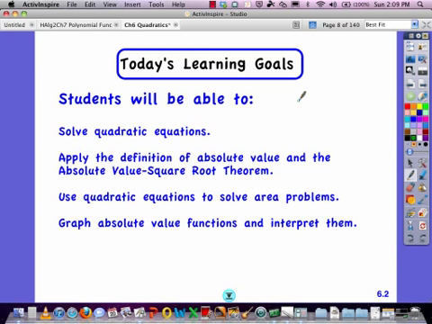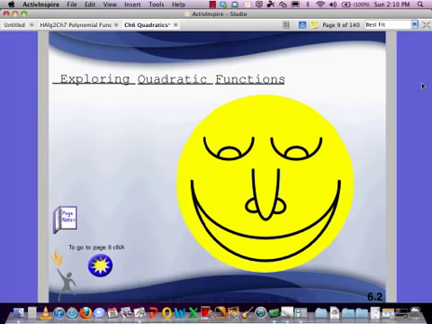Okay, now that we know what a quadratic equation is, in this next section we want to talk more about quadratics, absolute value, and square roots, and typically talk about their graphs as well. So: solving quadratic equations, applying the definition of absolute value, using quadratic equations to solve area problems, and graphing the different functions as well. So let's get started on those objectives.